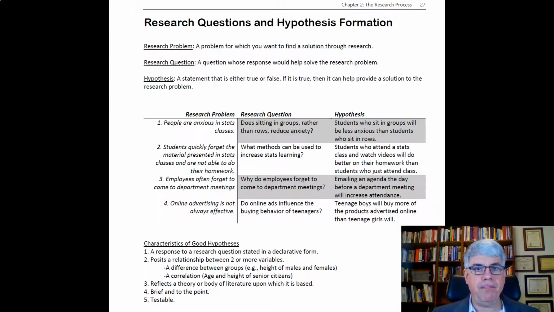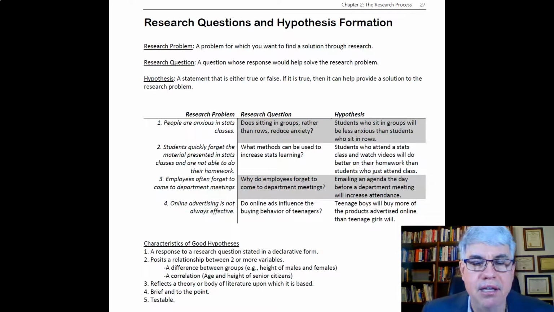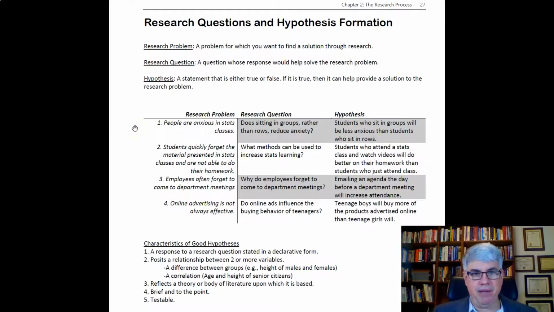Now, let's start off with the idea of research problem. A research problem is a problem for which you want to find a solution through research. You think that there's a solution out there, but we don't have the information yet that we need to solve that problem. So, for example, I'm going to choose something from my life.